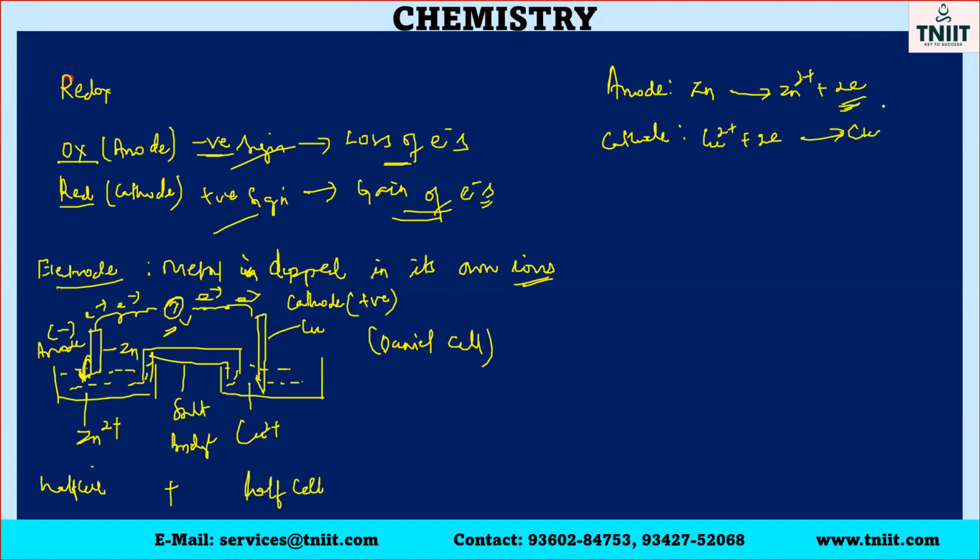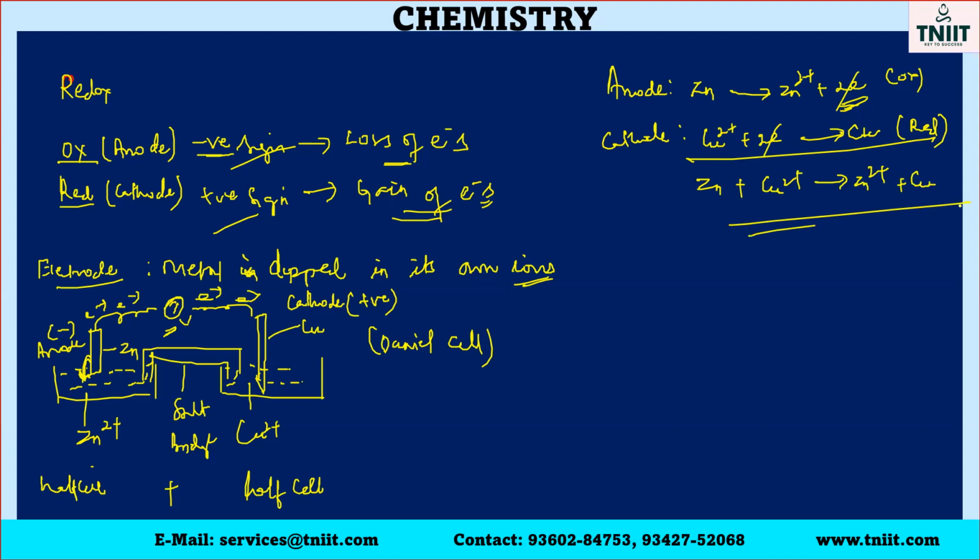So loss of electrons is called oxidation. Oxidation always takes place at the anode. Gain of electrons is called reduction. Reduction always takes place at the cathode. So when you add these two equations, we get Zn plus Cu2+. The electrons will get cancelled, giving you Zn2+ plus Cu. This is the overall reaction.